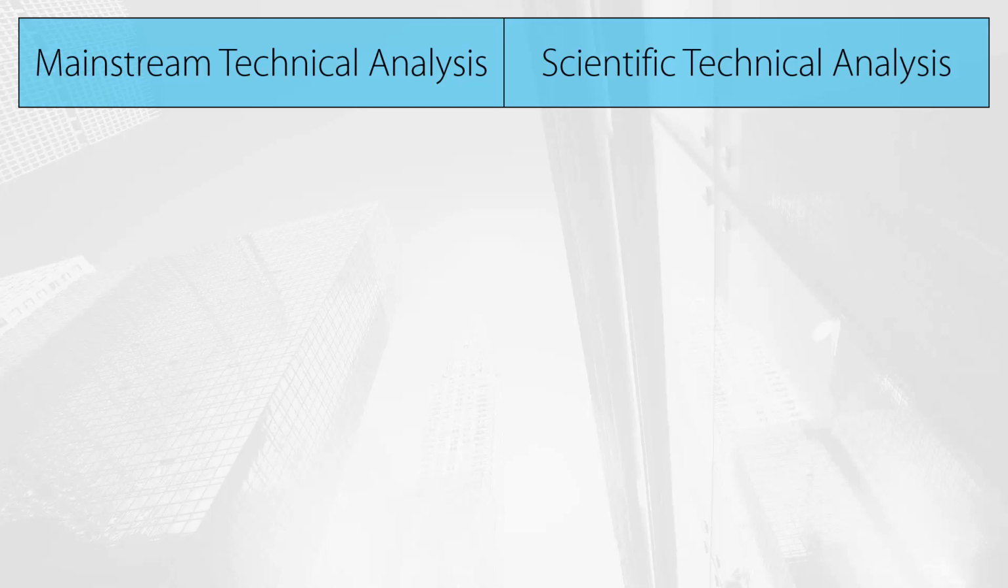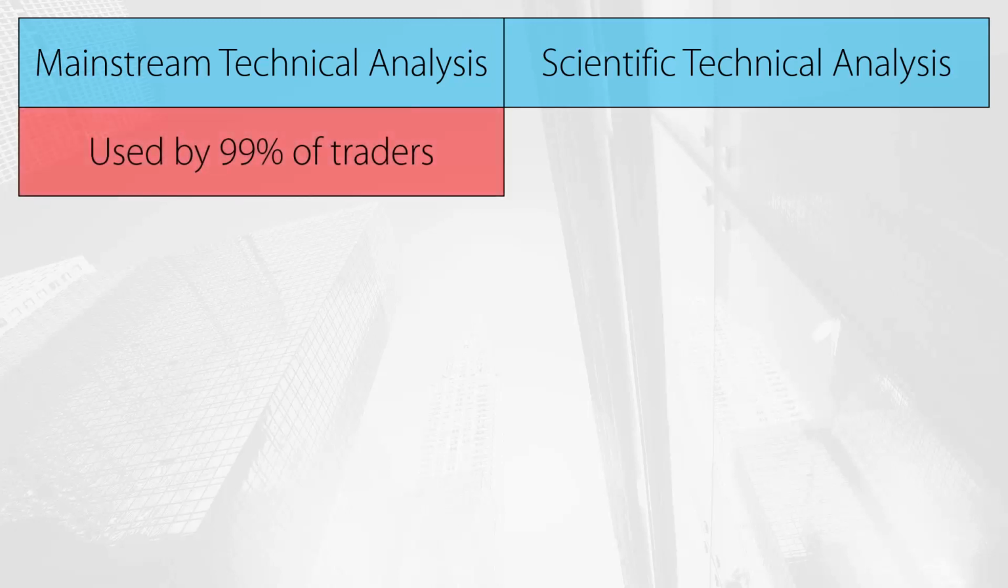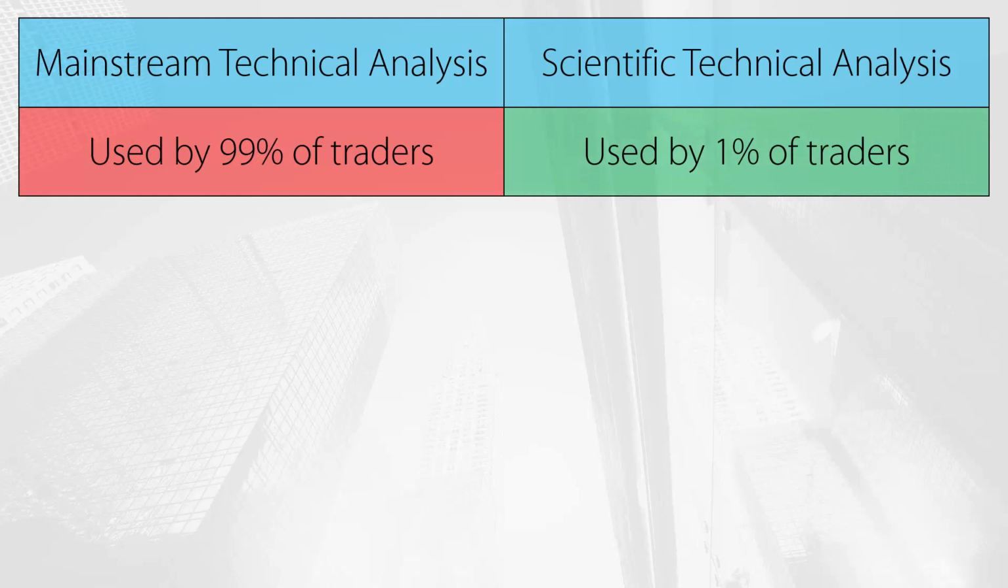I will make a table of comparison so you can truly see the difference between the two, and how alarming this difference can be. The mainstream type is what 99% of traders use on a daily basis. These are the most common tools available. The scientific type is used by 1% of traders or less, and it is composed of more sophisticated tools. The main difference between these two types of technical analysis is how they validate their tools.